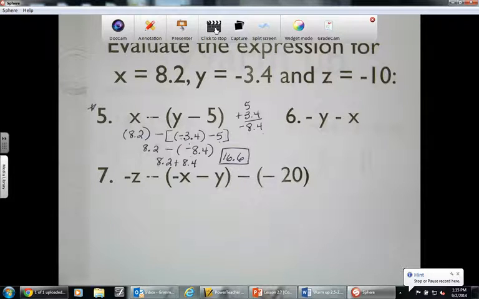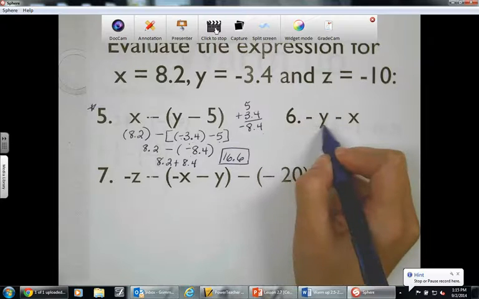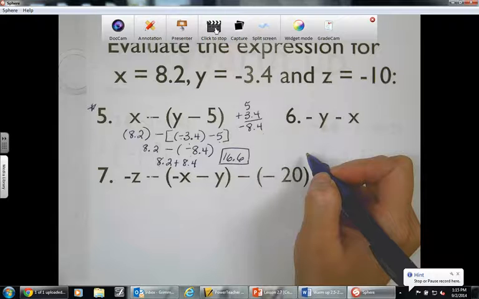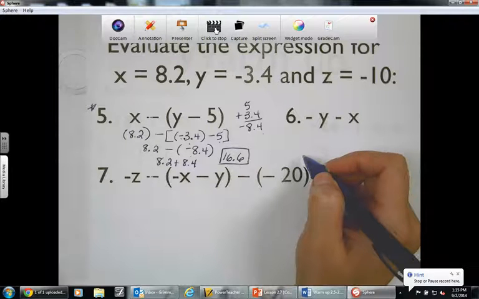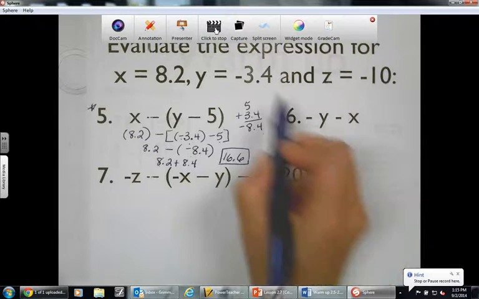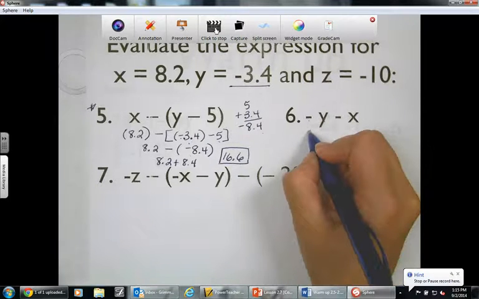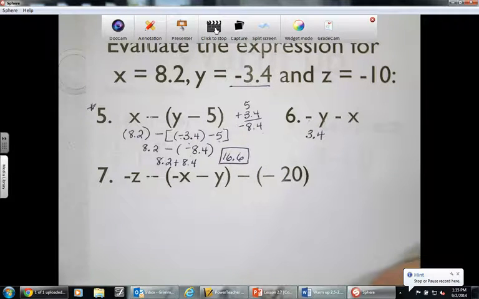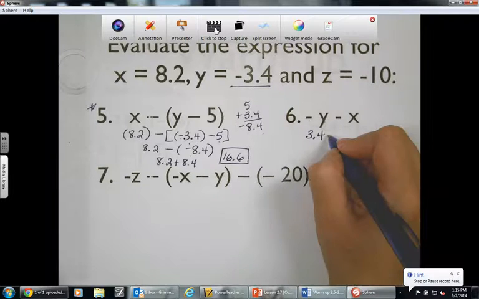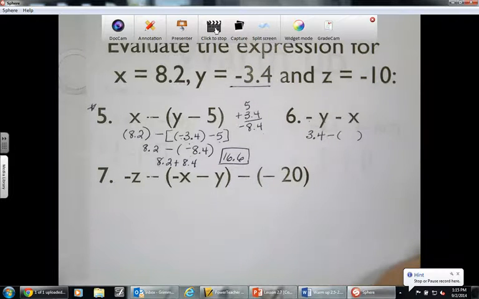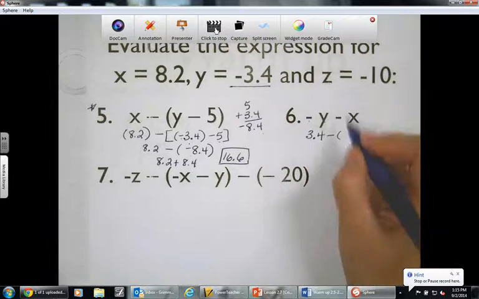Remember how I said this would show up again? What does this negative y mean? Bailey? Very good. You do the opposite of y equals. So this is negative 3.4. So the opposite of y would be a positive 3.4. So I'm going to put that in. And then I'm going to put minus. I'm going to go ahead and stick my parentheses in. And then I'm going to put in my x, which is 8.2.